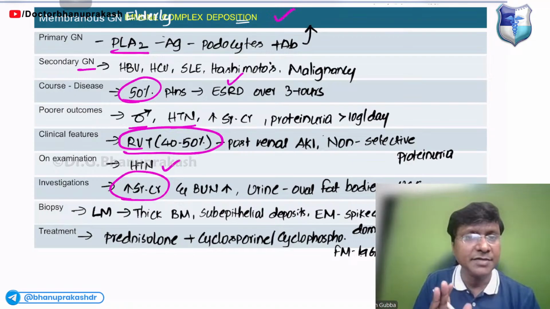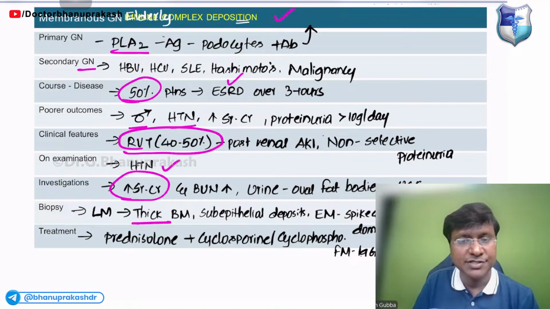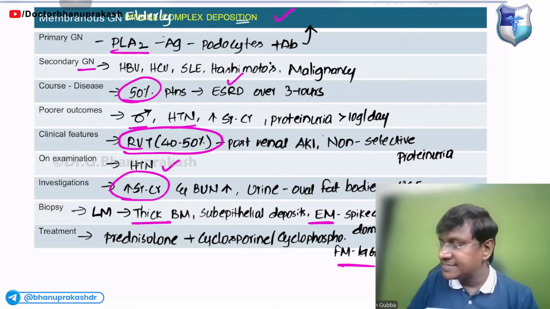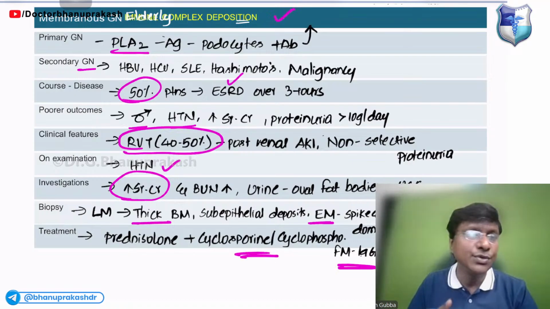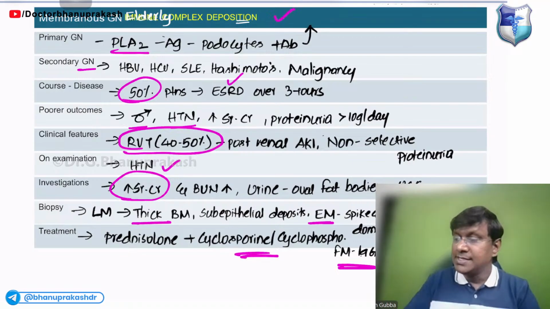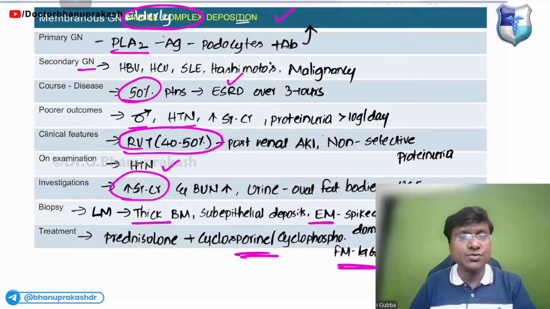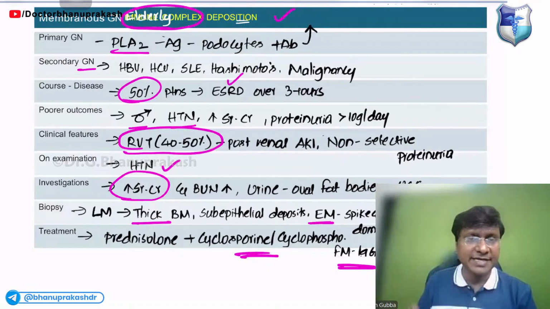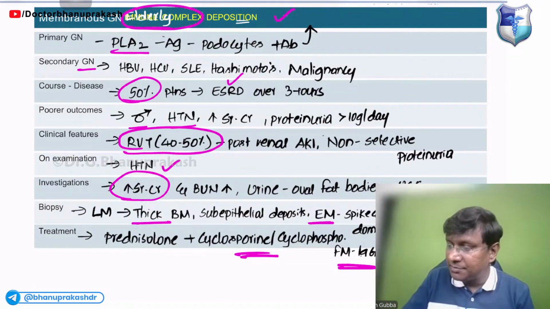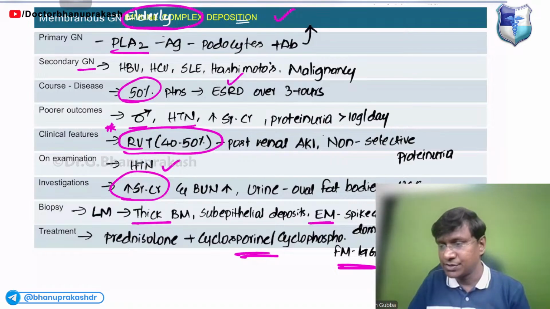But you have to confirm that by renal biopsy, where light microscopy will show thickening of the basement membrane and subepithelial deposits. Electron microscopy will show a spike and dome appearance, and fluorescent microscopy will show IgG as well as C3. Then how do you treat these patients? Along with prednisolone, you should also give cyclosporin or cyclophosphamide. And what is a characteristic problem in these patients? Immune complex deposition. And a very important point you have to remember is renal vein thrombosis.